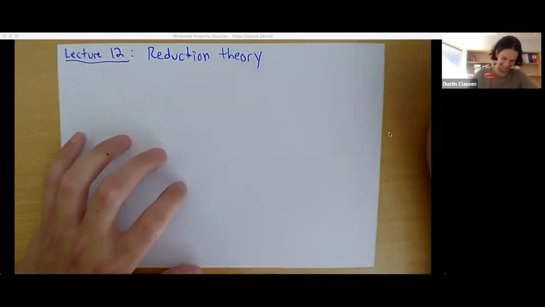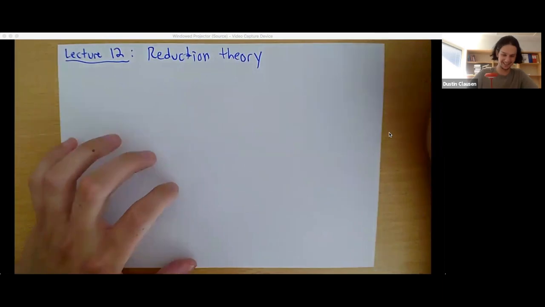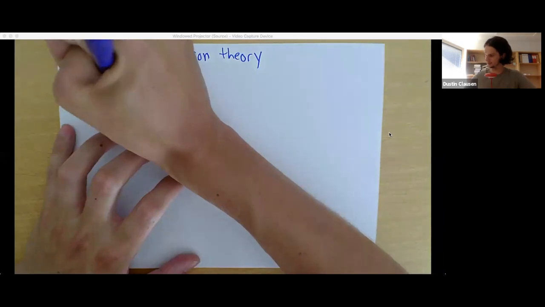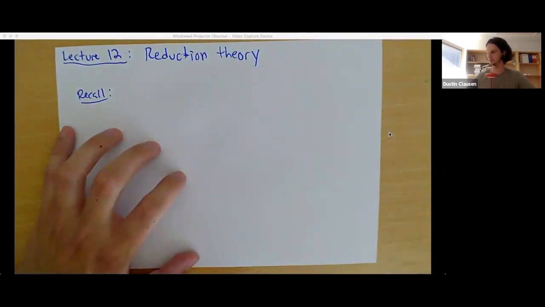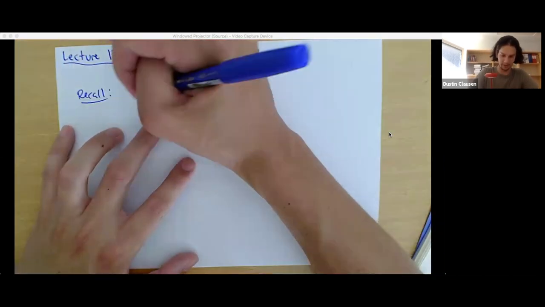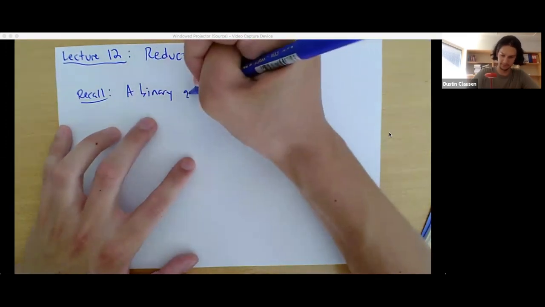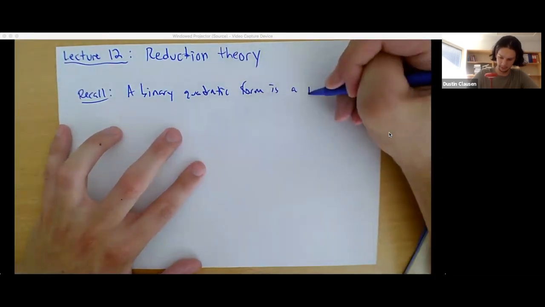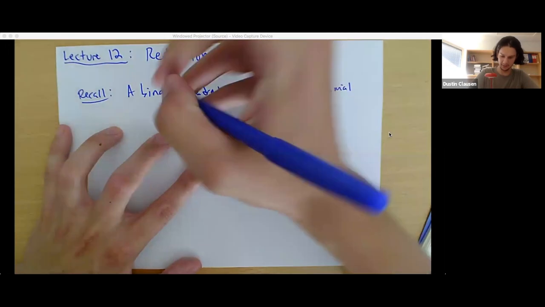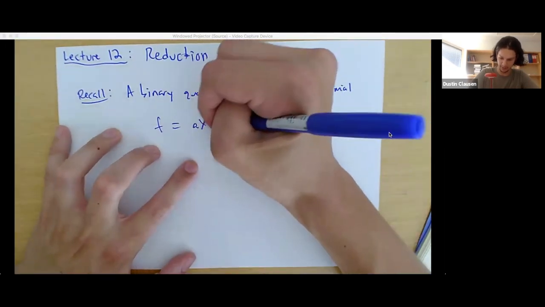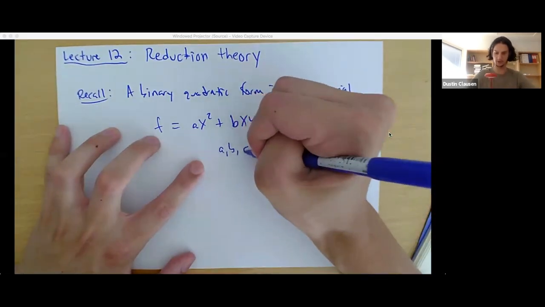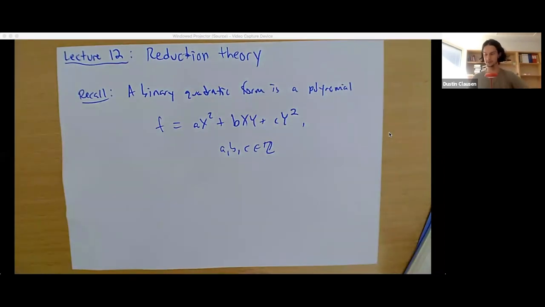So let's recall the context we had from last time. We're interested in quadratic forms over the integers, and we're looking at the smallest non-trivial case, which is two variables. A binary quadratic form, integral, is a polynomial of the form f of x, y equals ax squared plus bxy plus cy squared, where a, b, and c are integers. So it's a homogeneous degree two polynomial in two variables.